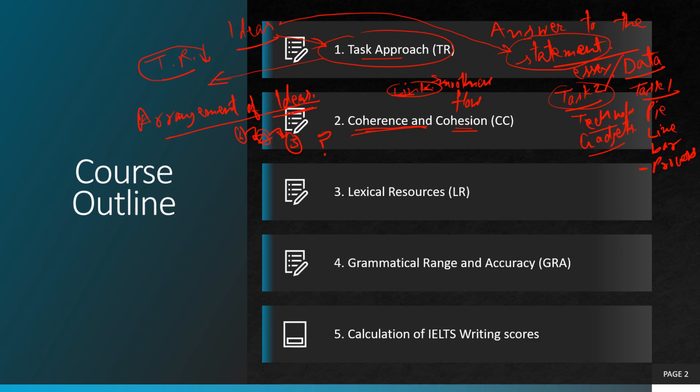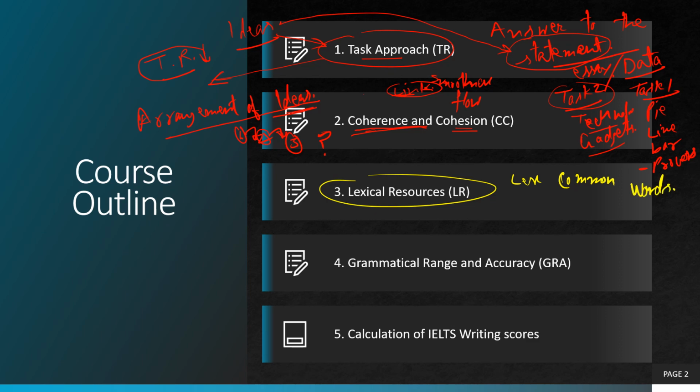The next is when we talk about lexical resource. In the lexical resource, when you are going to write an essay or any paragraph for task 1, you are required to use less common words.